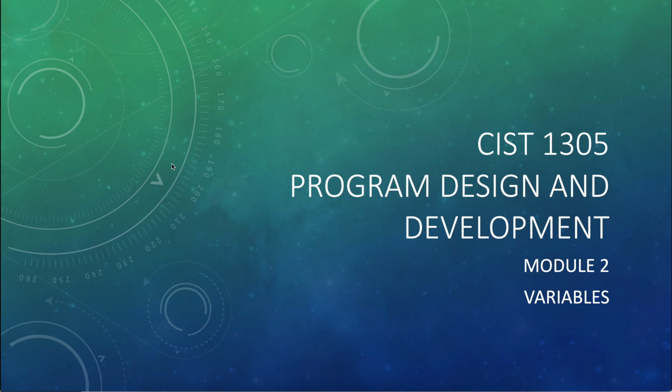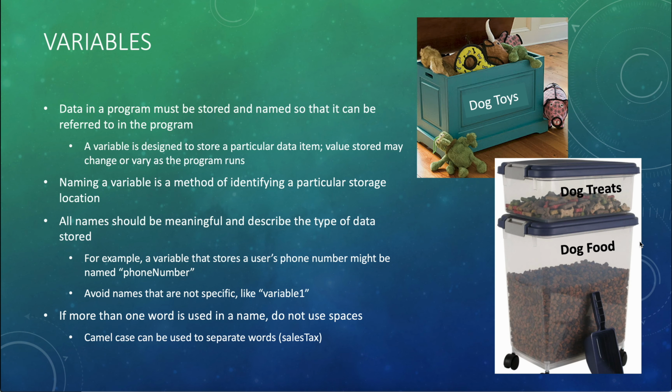We'll be covering Module 2, where we'll discuss variables. So what are variables? Well, as we discussed in Module 1, a program requires data to be put into it, and it should produce some data. That's our input and output.